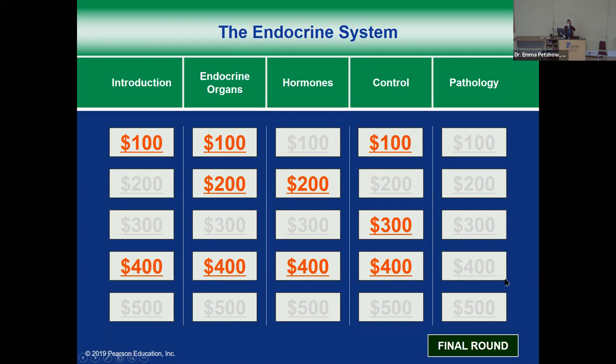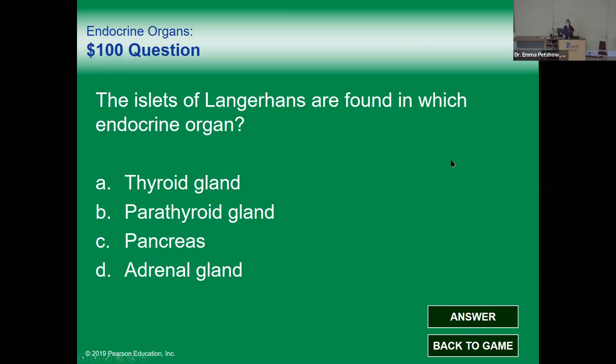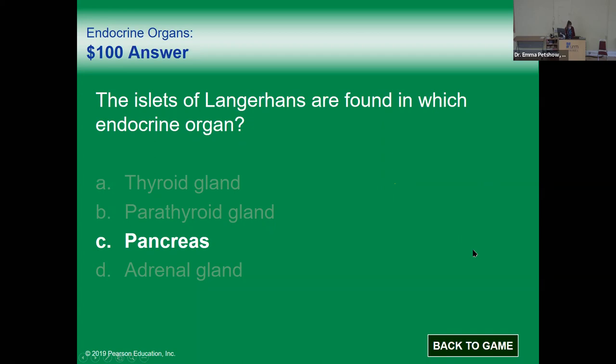We're almost done. Islet of Langerhans is found in which endocrine organ? Thyroid, parathyroid, pancreas, adrenal. Pancreas, correct. Good. Got that anatomy down. Fantastic. Sorry for getting loud.